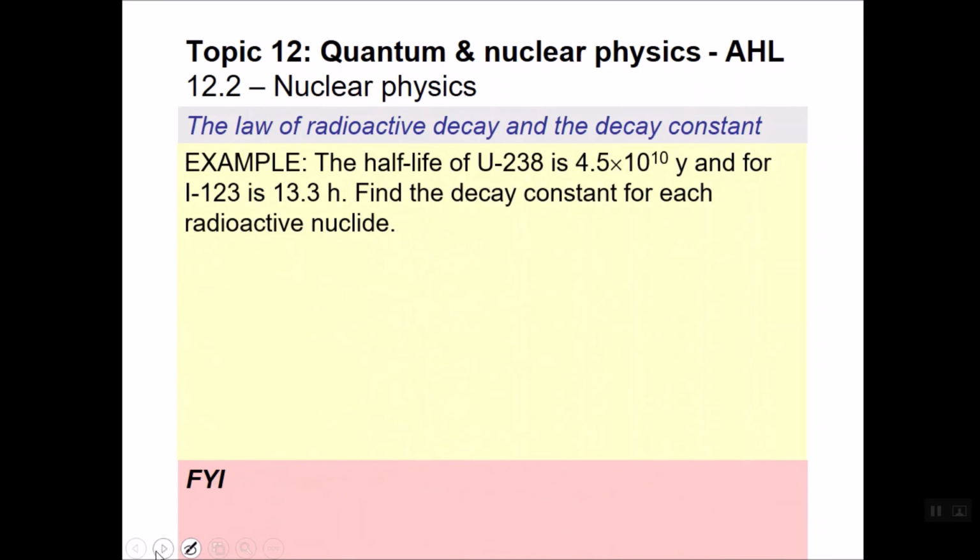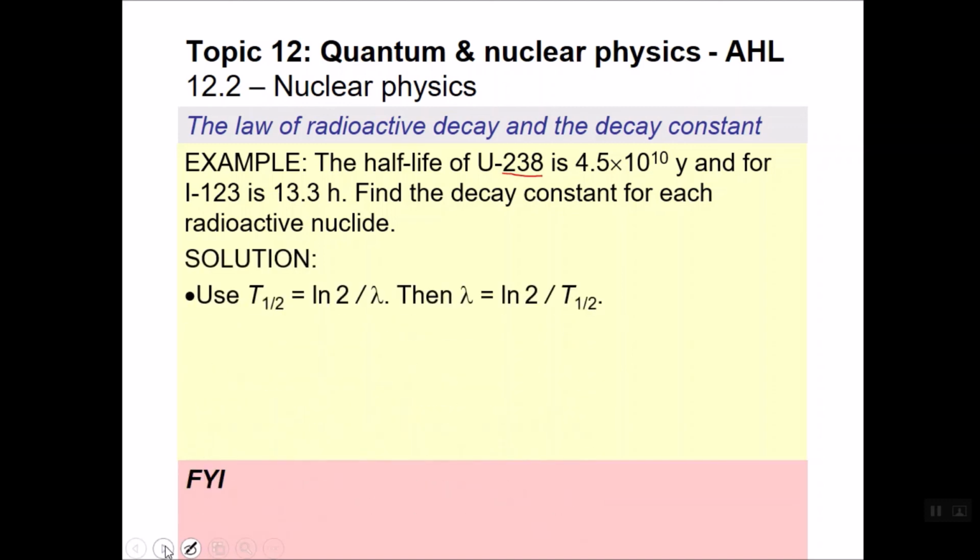Okay, so there's an example. Half-life of uranium-238, and that means 238 nucleons, is 4.5 times 10 to the 10th years. And for iodine-123, it's 13.3 hours. Find the decay constant for each of these.